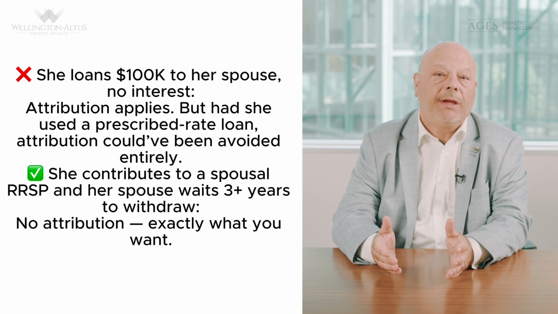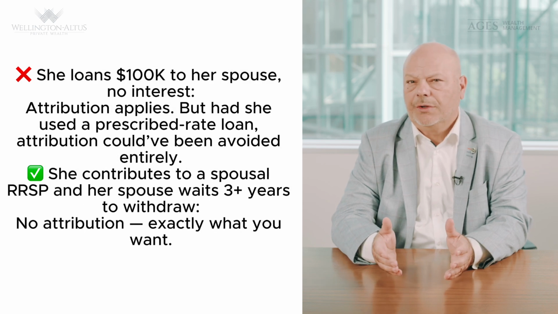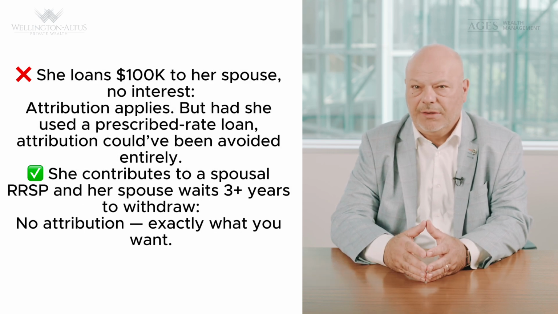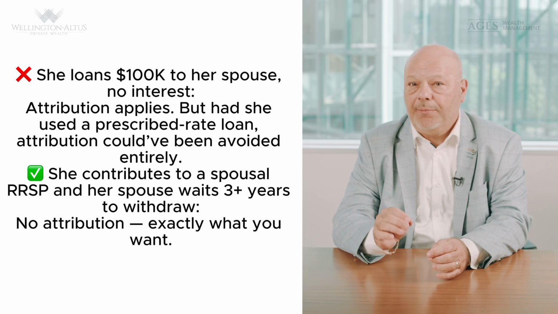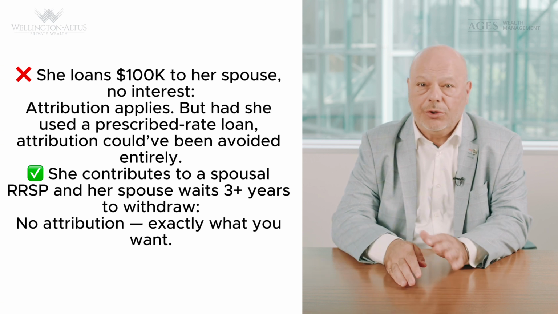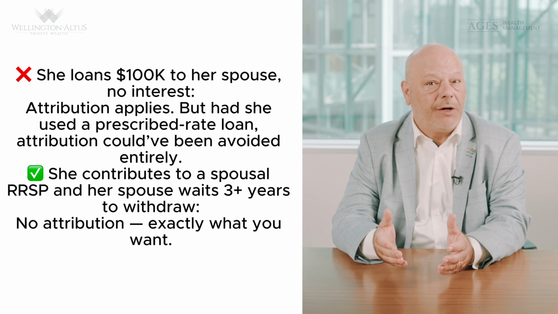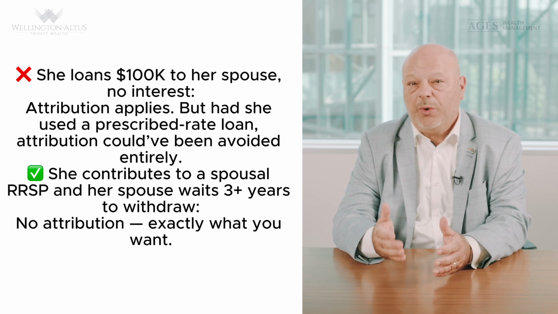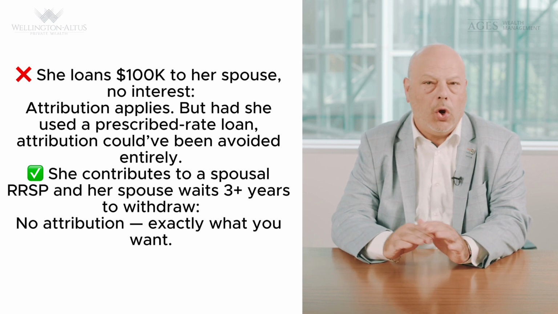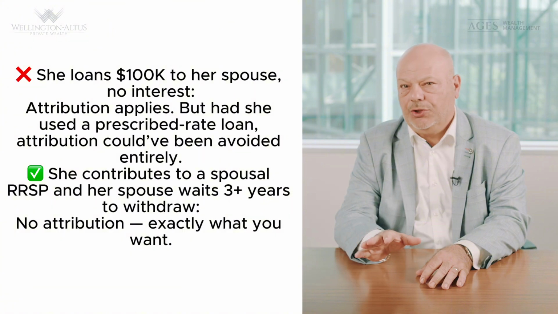She loans $100K to her spouse. No interest. Attribution applies. But had she used a prescribed rate loan, attribution could have been avoided entirely. She contributes to a spousal RRSP, and her spouse waits 3+ years to withdraw. No attribution, exactly what you want.